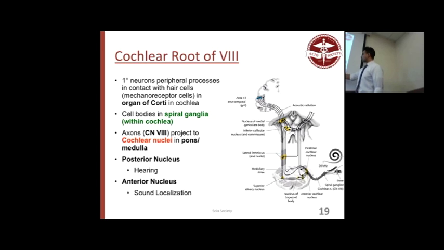Like the other one, the anterior cochlear nucleus comes in, then the nucleus of the trapezoid body, synapse first there, superior olivary nucleus there, inferior colliculus nucleus here.